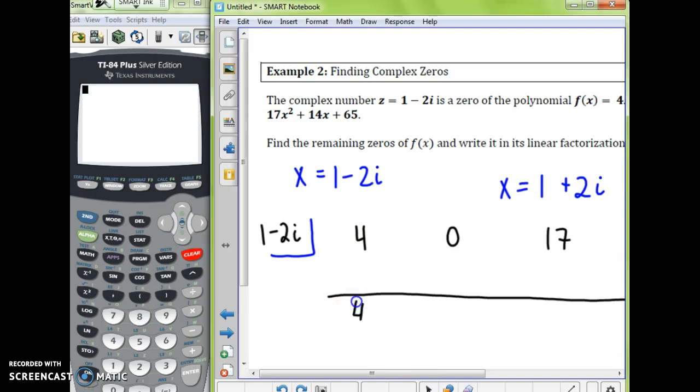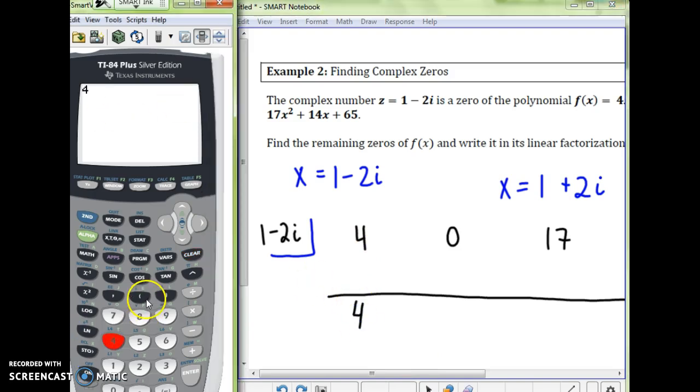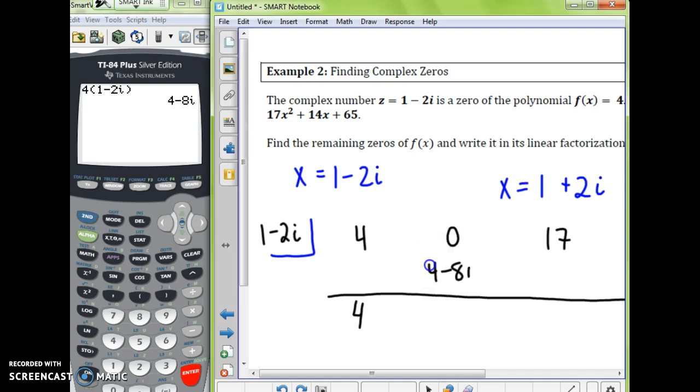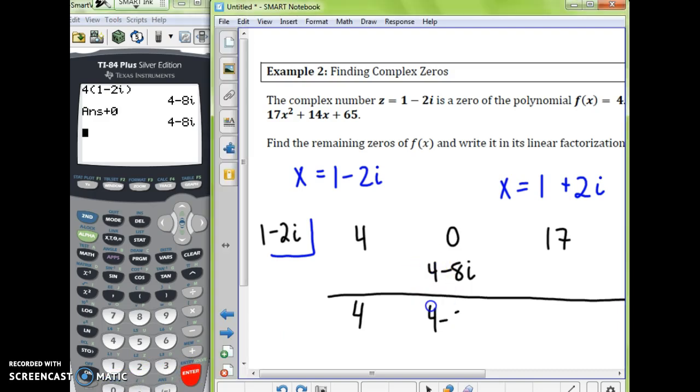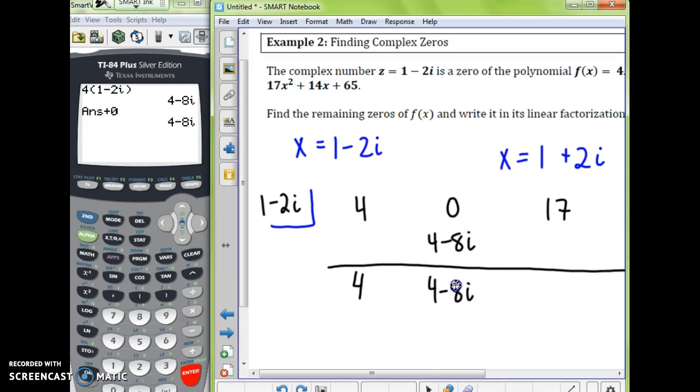We're going to bring down the 4, and the first thing we're going to do is 4 times 1 minus 2i. So what I usually do is I'm going to type it in exactly like this. Get my product, get my answer, and it's 4 minus 8i. I need to add 0 to that, plus 0. Should be the same, but kind of as we're going through this process, I want it to stay all of that. The next thing we're going to have is this times this.